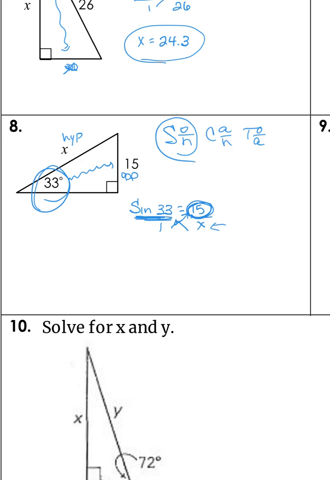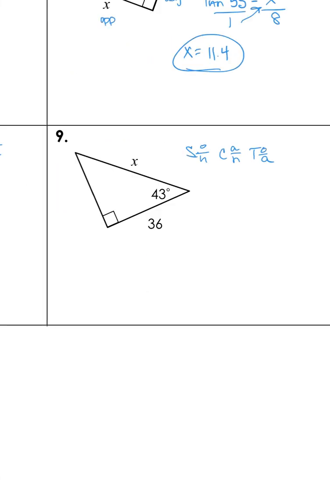So you're either going to do 15 divided by sin 33 equals, or 15 divided by 33 sin equals. Just depends on what calculator you're using. But you should get 27.5 when you actually work it all the way out.